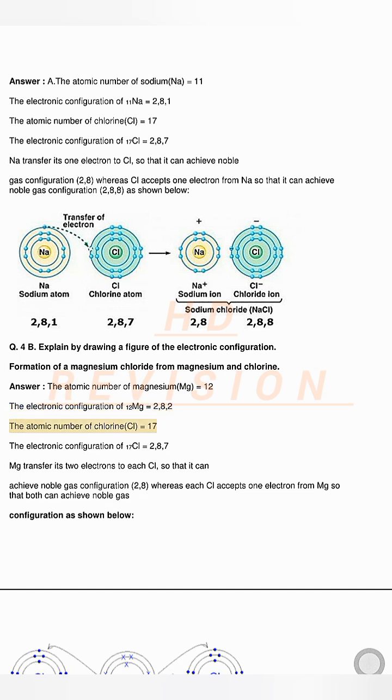The atomic number of chlorine, Cl, equals 17. The electronic configuration of 17Cl equals 2, 8, 7. Mg transfers its 2 electrons to 2 Cl atoms, 1 to each, so that it can achieve noble gas configuration 2, 8, whereas each Cl accepts 1 electron from Mg so that both can achieve noble gas configuration, as shown below.